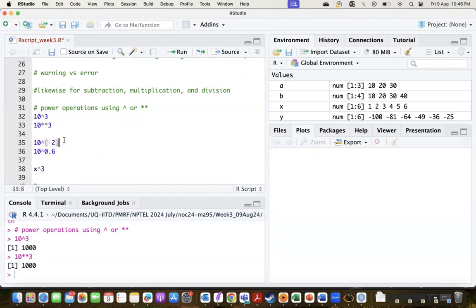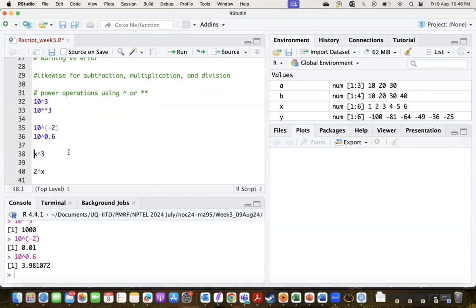Just for a quick revision, if a power is negative, this means that you are basically doing 1 upon that number and then the power. So this effectively becomes 1 by 10 to the power 2. So that's 1 by 100. So that's why you get 0.01. And you can also have a decimal or a point power. If the power would have been 0.5, then it means that you're taking the square root of a number and so on.